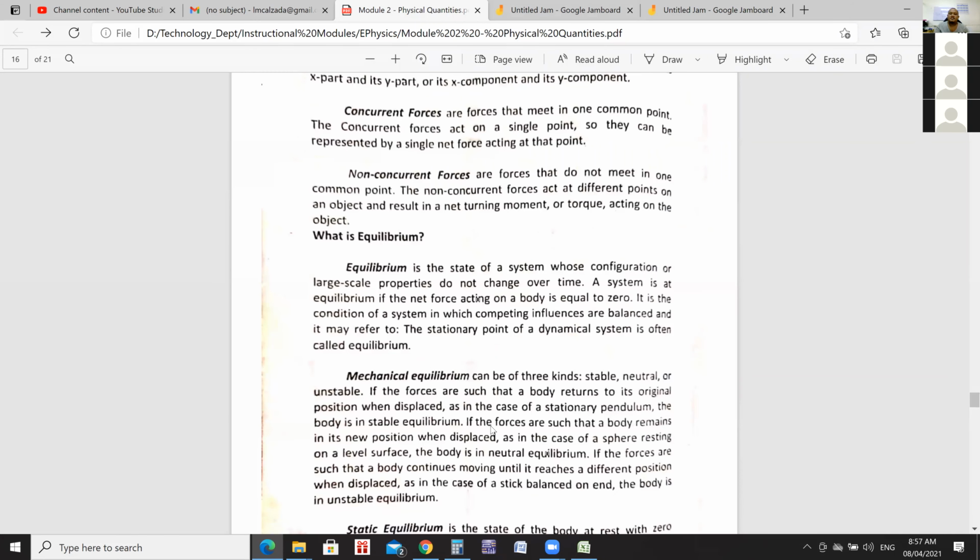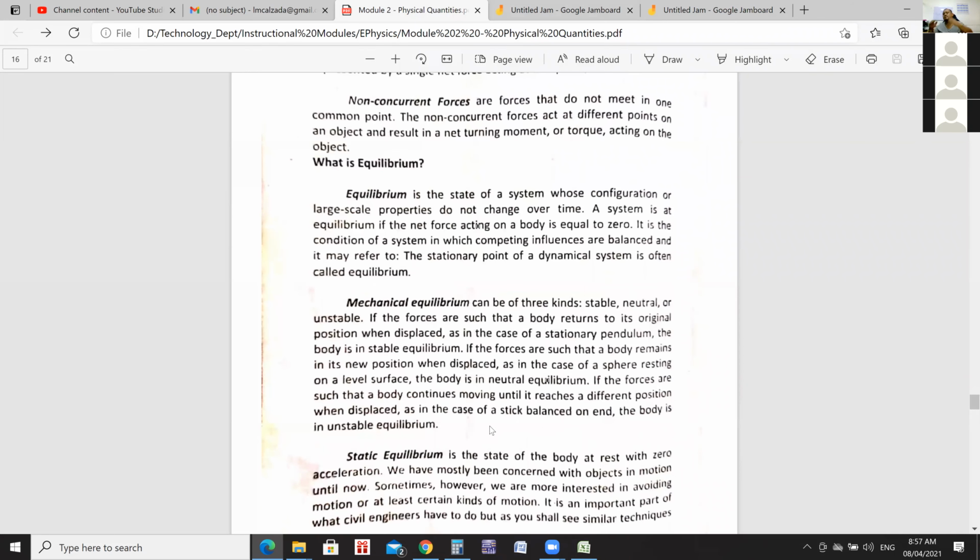Next, equilibrium. Equilibrium is a state of a system whose configuration or large-scale properties do not change over time. A system is at equilibrium if the net force acting on a body is equal to 0. It is a condition of a system in which competing influences are balanced, and it may refer to the stationary point of a dynamical system, and it is often called equilibrium.